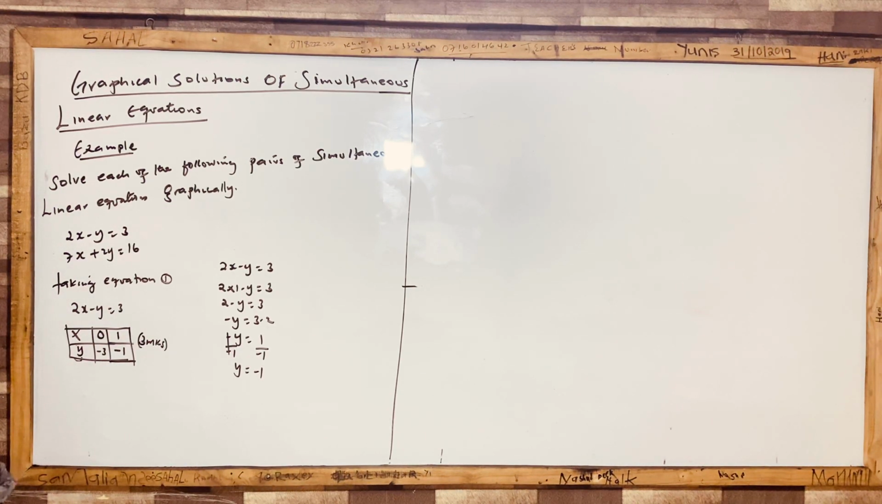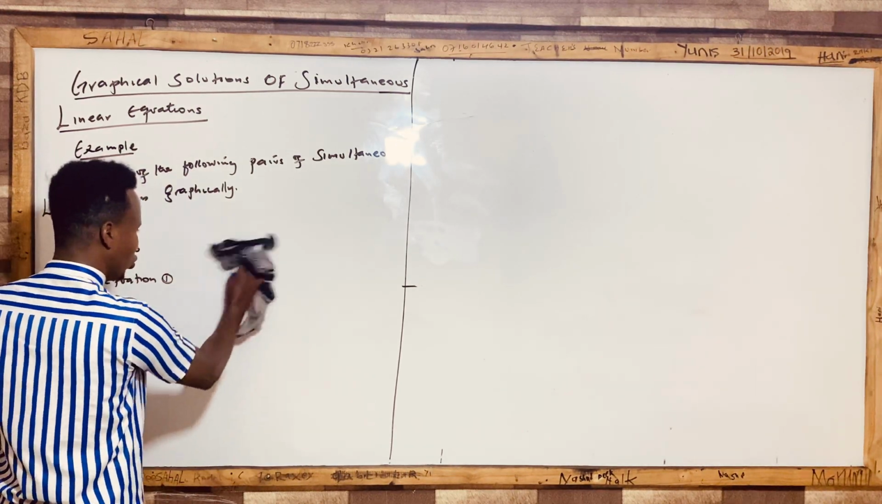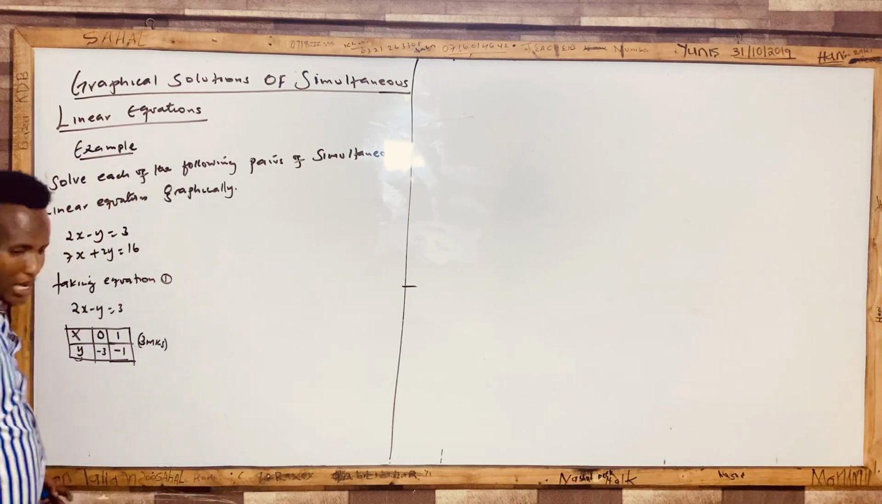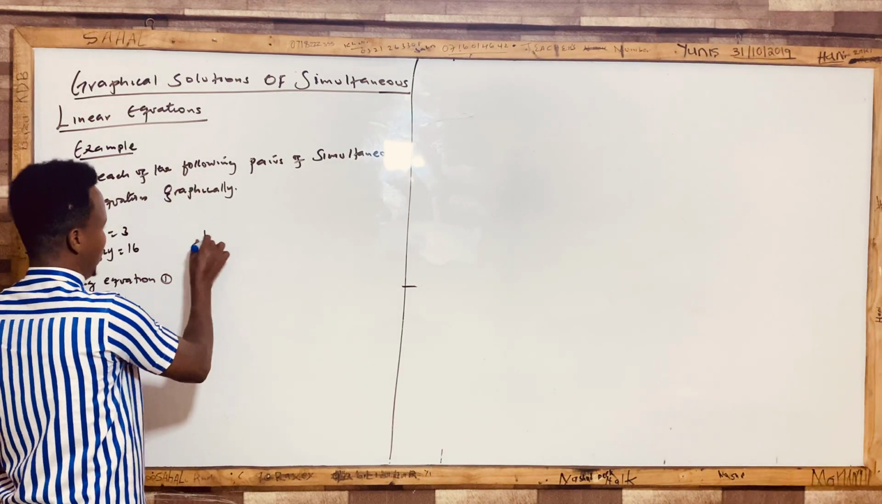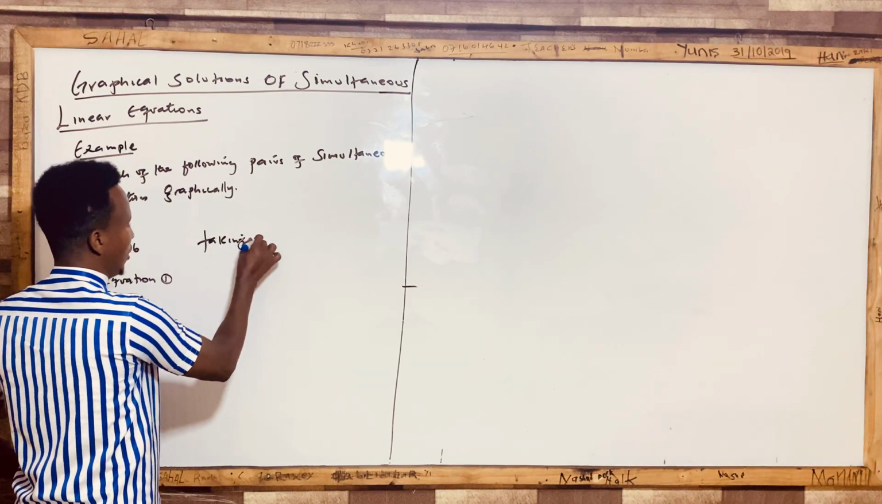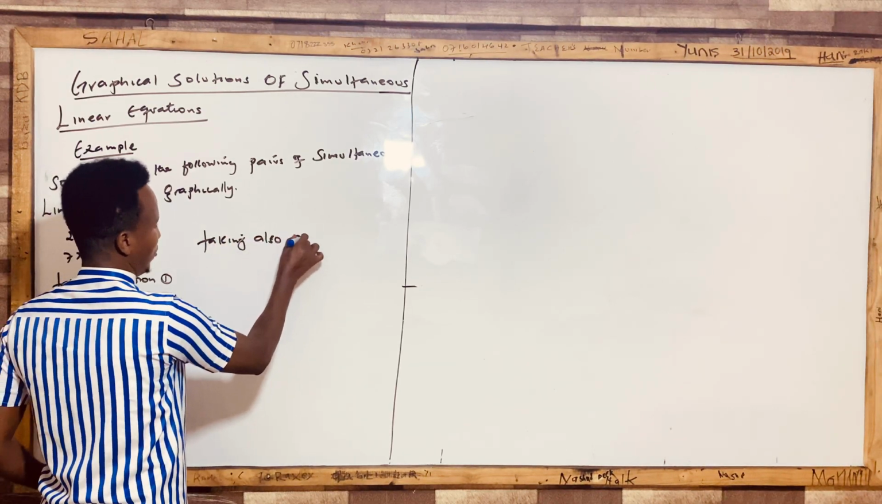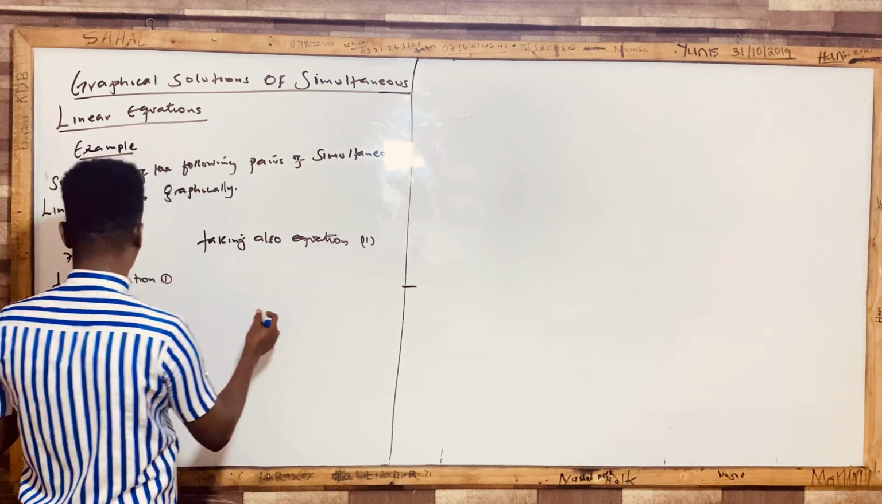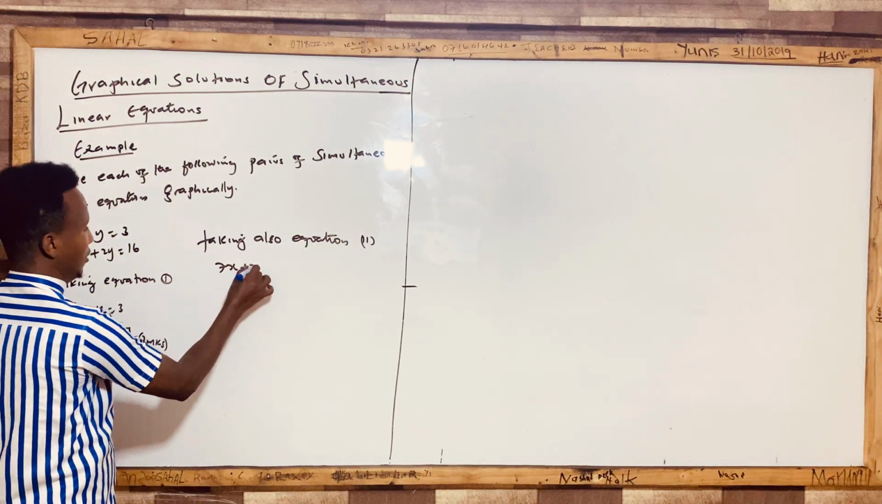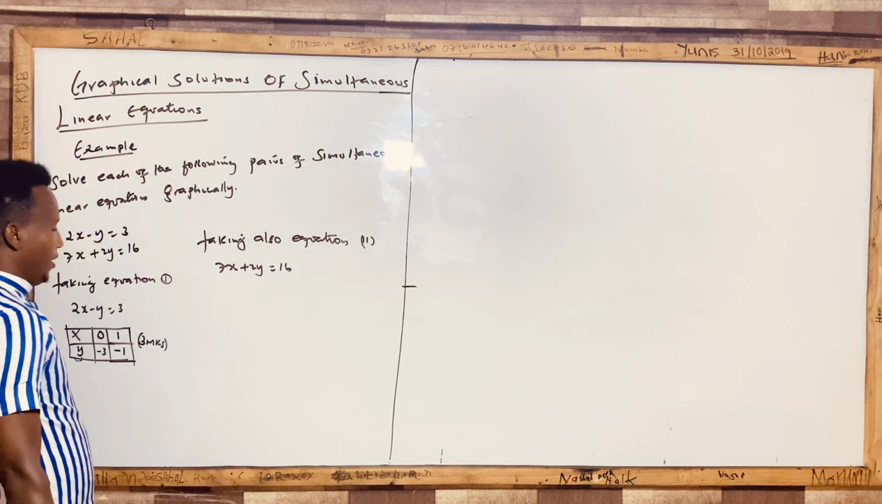Mathematics is fair, friends. Very, very easy, by the way. This question carries 10 marks, so you have already grabbed 3 marks out of the possible 10 marks in KCSE. Now taking also equation 2. It is 7x plus 2y is equal to 16.